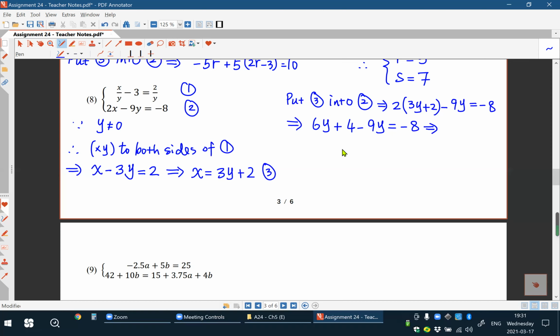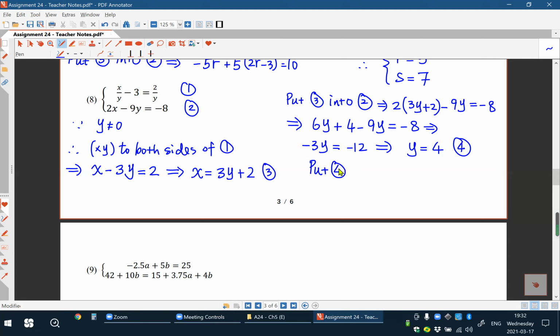Okay, that means minus 3y equals minus 12, right? Because minus 8, when you put the positive 4 to the other side of the equation, you will get minus 4. Minus 4 minus 3 is minus 12. So here we know that y is 4. Okay, let's call this 4.